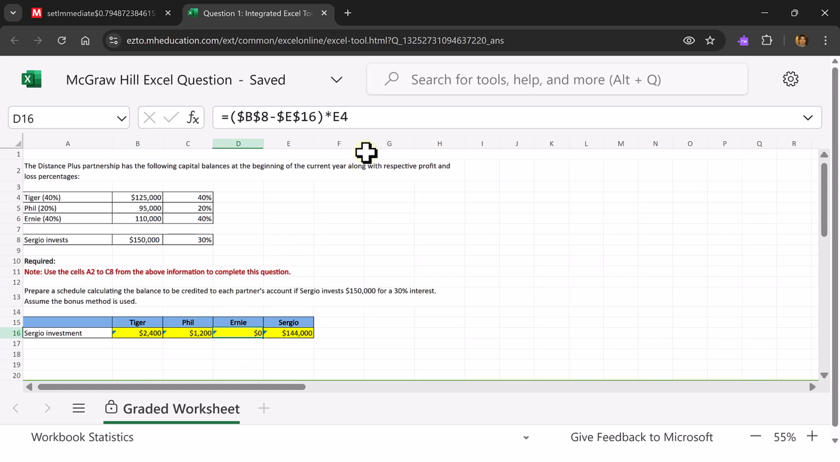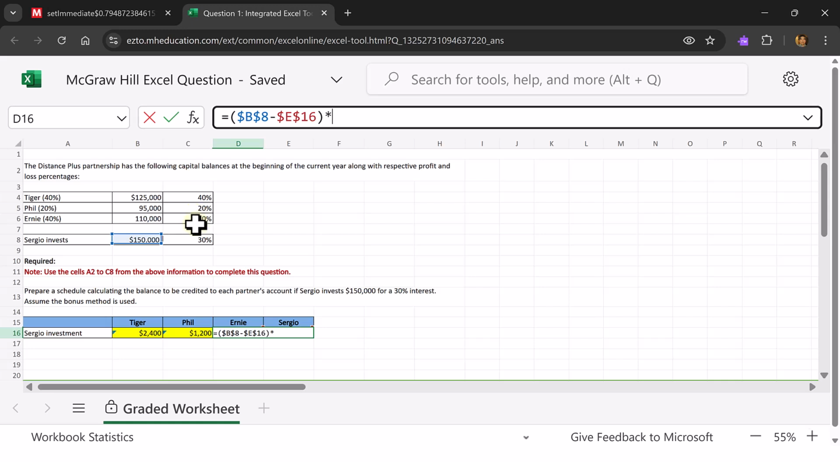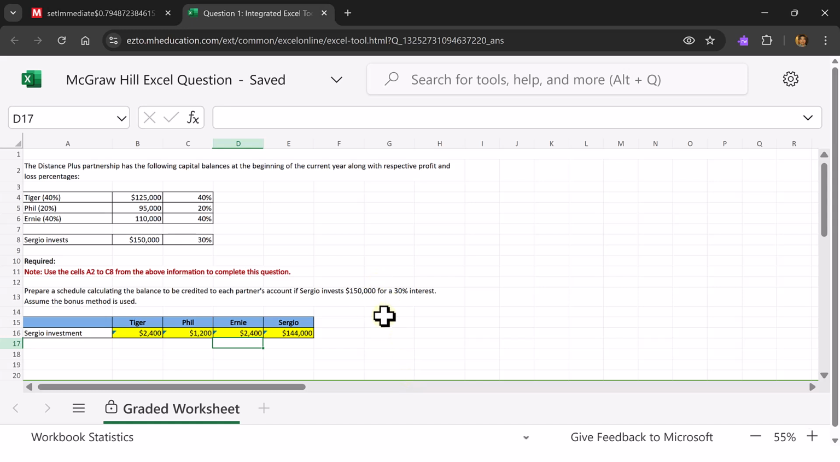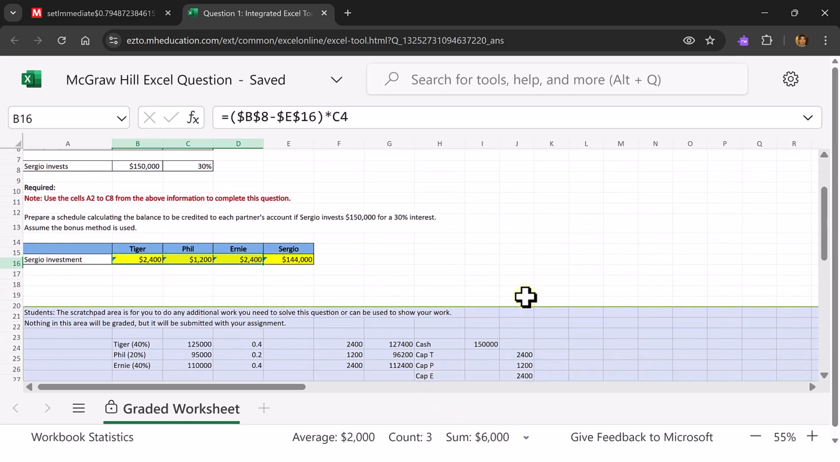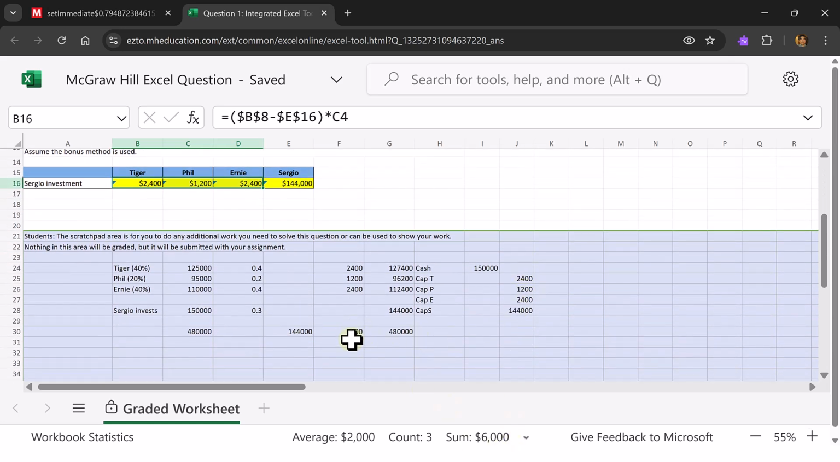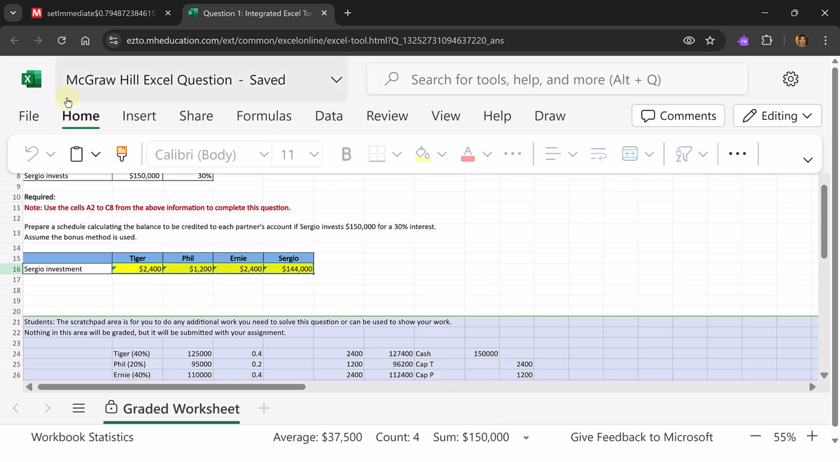And then Ernie's percentage is in cell C6. Okay, so if I add up the three cells here, it should be 6,000. Yeah? Again, that's the total bonus to the current partners. And if I include Sergio's share, that should equal the total amount of cash Sergio is investing. So let's go ahead and check my work.